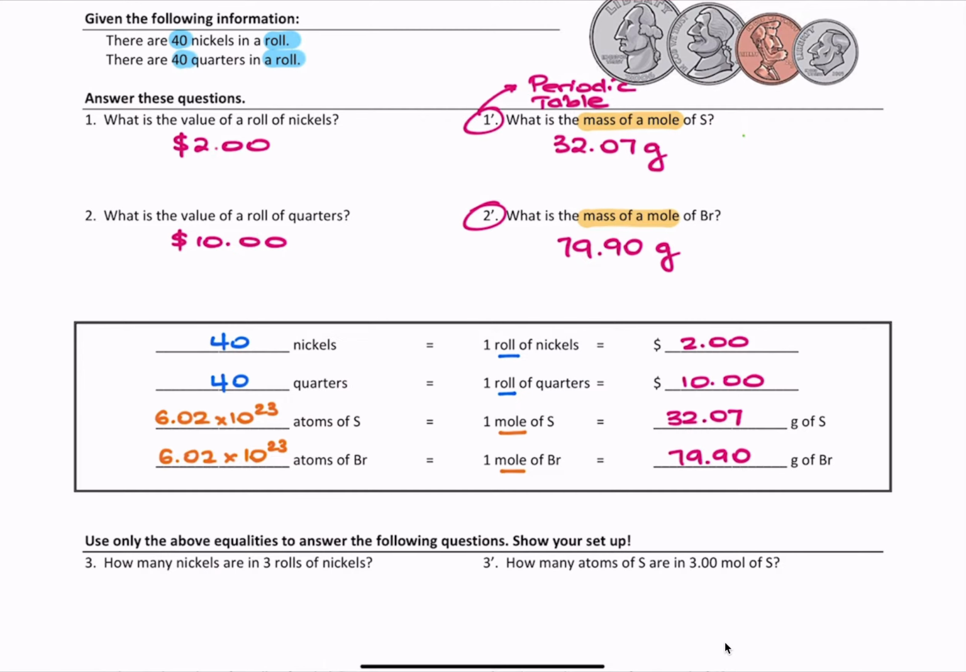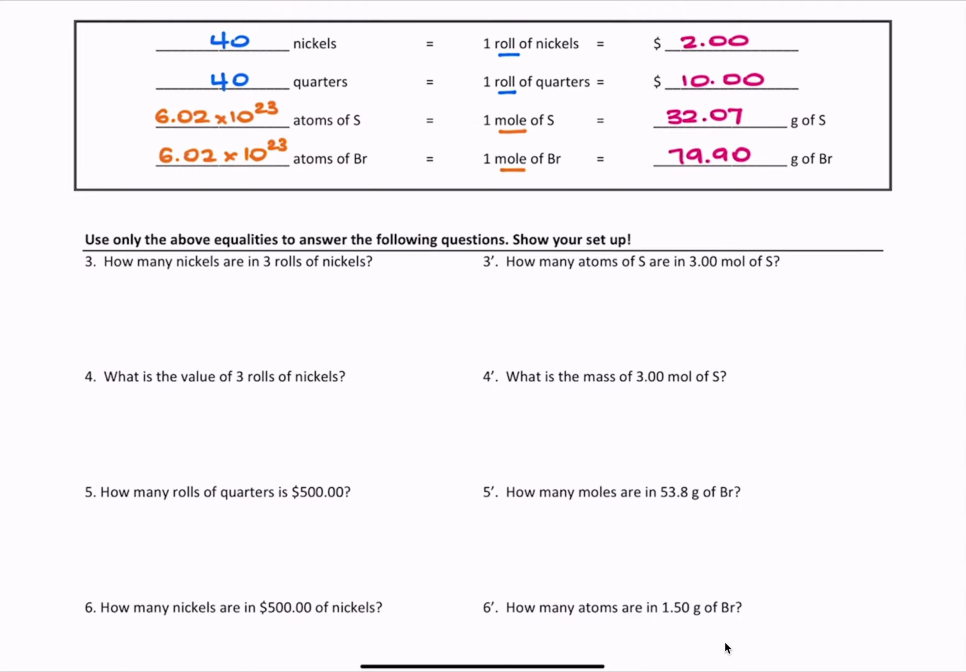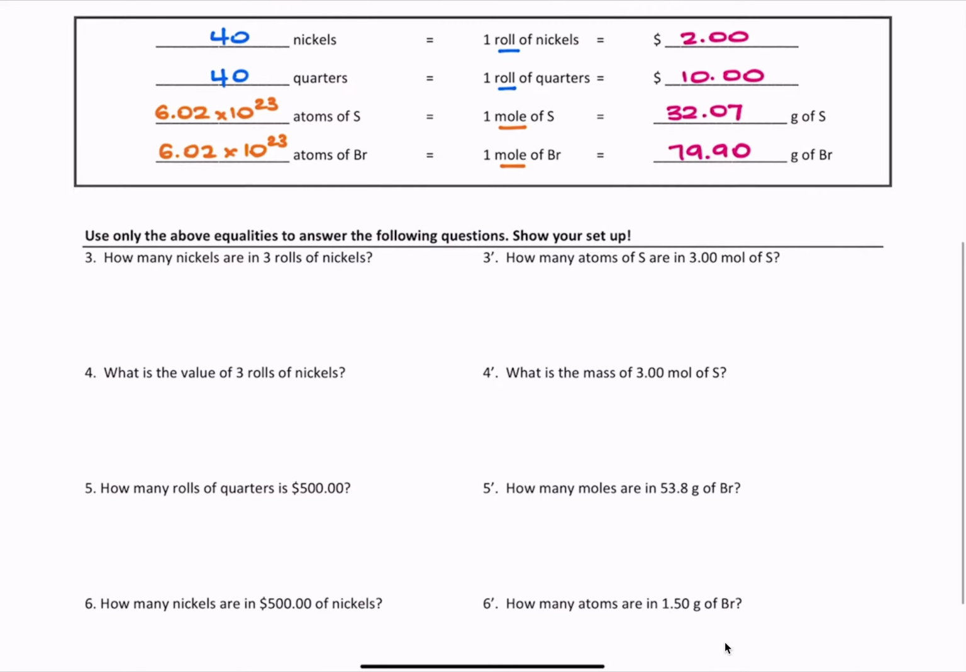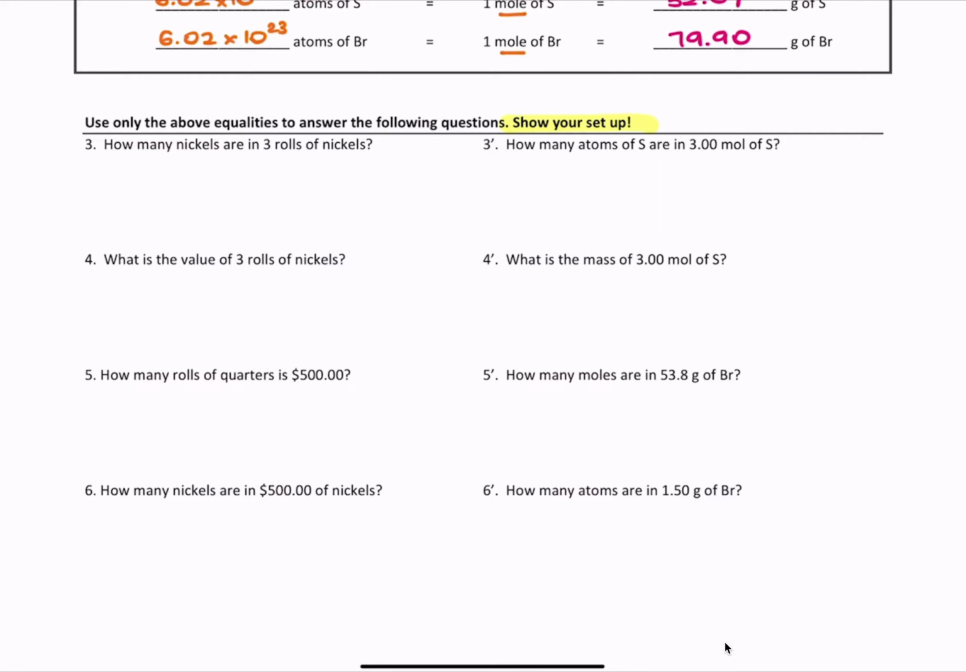What we're going to do now, we will solely use the information contained in this box to use dimensional analysis to solve, okay, the questions 3 to 6 and 3 prime to 6 prime, okay? And we have to show our setup. You have to understand what are the similarity between the two, okay? In this analogy again, the value in dollar is like the mass in gram. The number of coins in a roll is like the number of atom in a mole. Rolls of coin are like moles of atom.